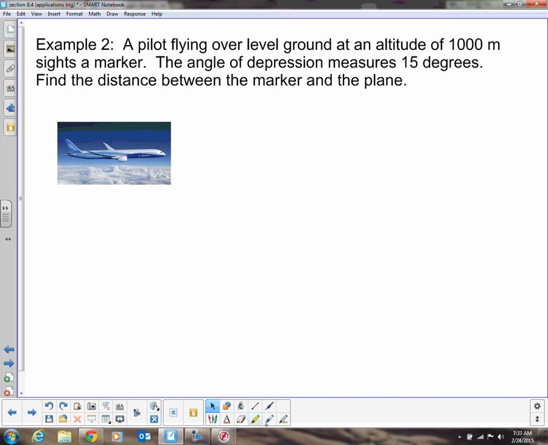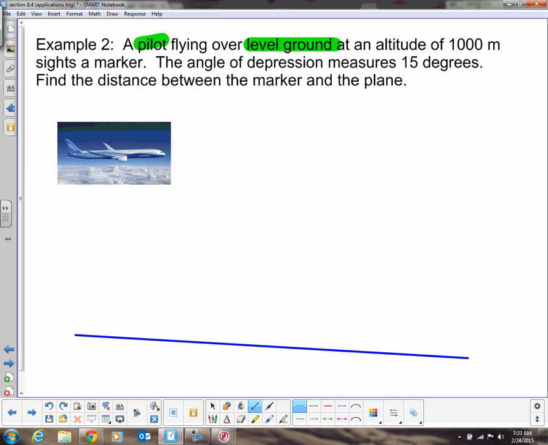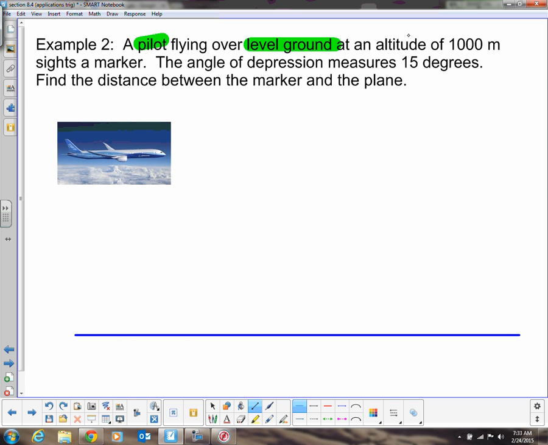Did I get my pilot? Yeah. Okay, what else do I need? Level ground. So let's get some level ground going on here. Here's my level ground. What does this pilot do? What does altitude mean? Elevation, or how high from the ground he is? Okay, so how tall is that? That's 1,000 meters, which is the same thing as what, 3,000 feet? He sights a marker. How somebody that high could sight a little marker, I do not know. But there's the marker.